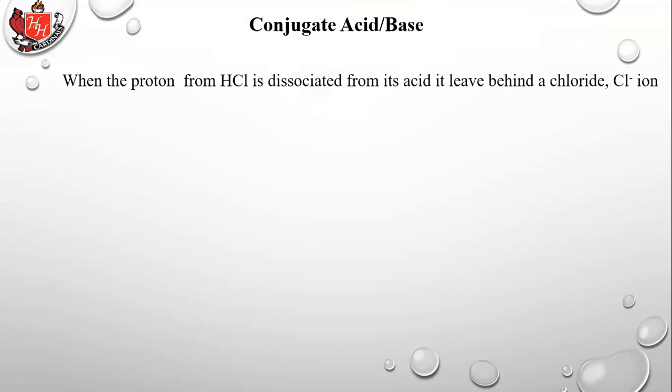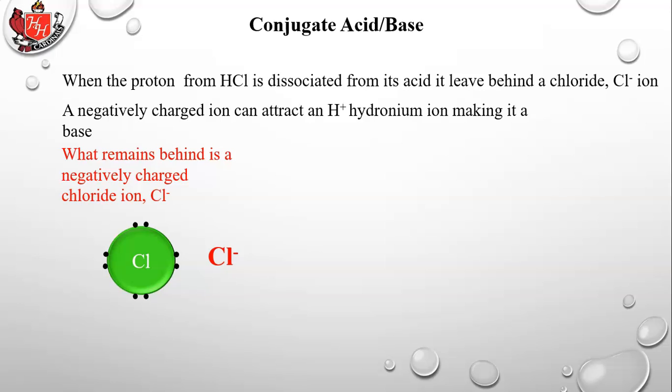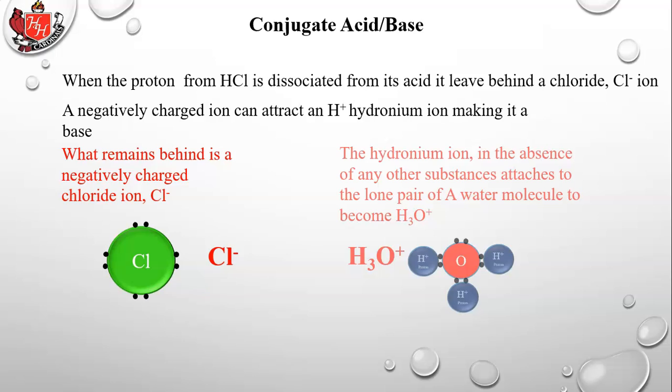When the proton from HCl is dissociated from its acid, it leaves behind a chloride ion. A negatively charged ion can attract an H+ hydronium ion, making it a base. So once the H breaks away from the chloride, the Cl- should be able to attract a positive proton back to it. That negative charge should be able to attract anything with a positive charge. The hydronium ion, in the absence of any other substances, attaches to the lone pair of a water molecule to become H3O+.